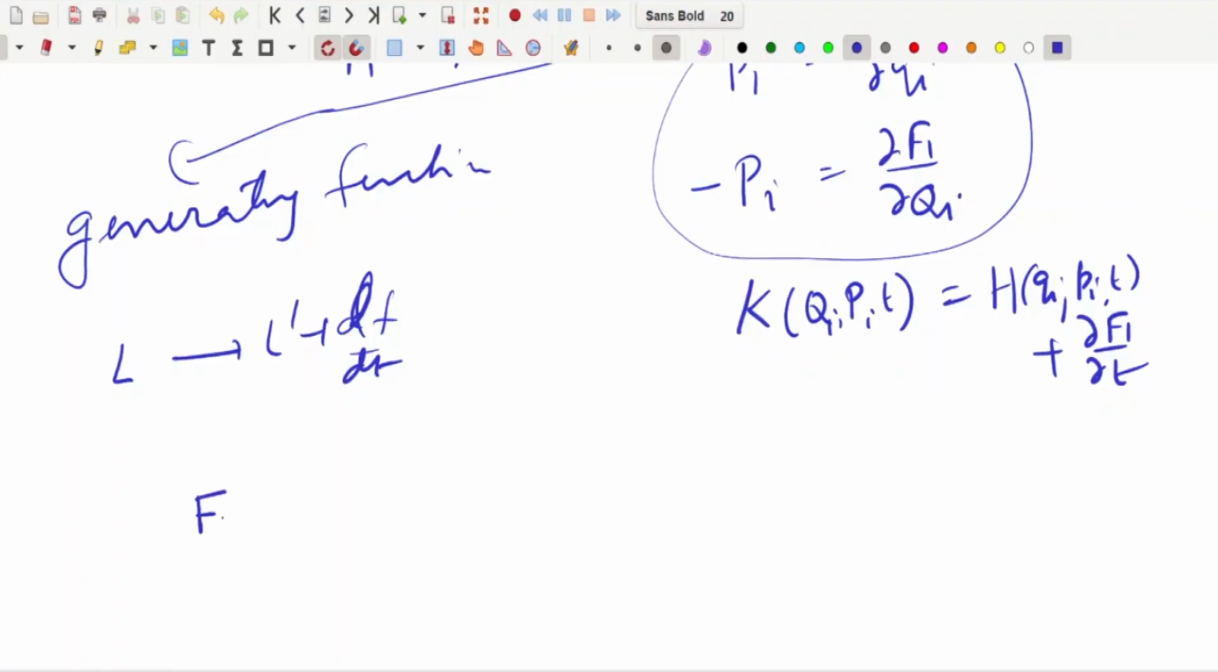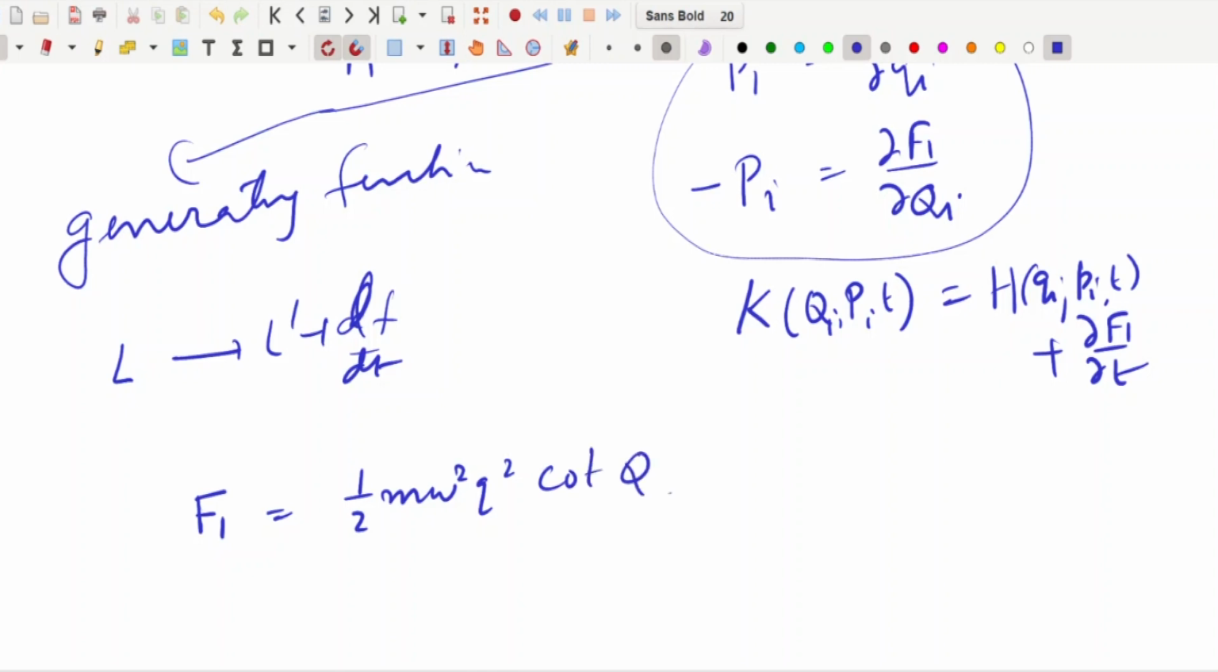And then we considered one example of how it can generate a transformation and how it can help. To illustrate that, we consider one example of a generating functional. So let us start with that. We could not finish it in the last lecture. So F1 we started with is m omega square q square cot Q.